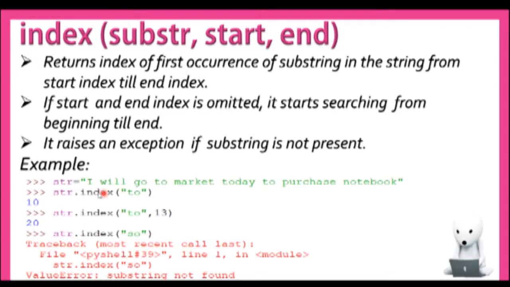Example, I have taken the same string, "I will go to market today to purchase notebook". With str.index, if I start finding 2, the first occurrence is at position 10, as it was in find. If I give a starting index, it gives 20, because after index 13, the first occurrence is at position 20. But the difference here is, if I use index and try to search for a substring which is not present, this will raise an exception.